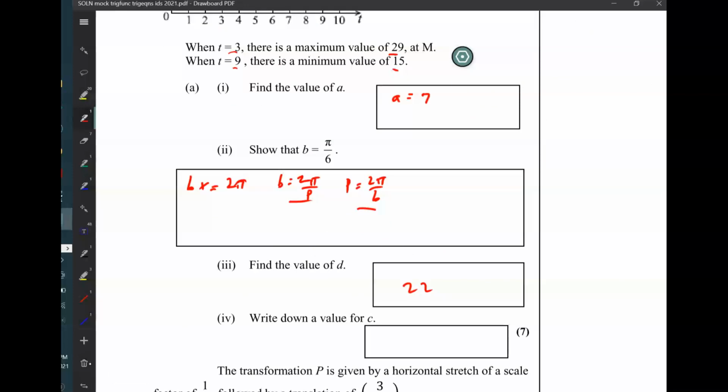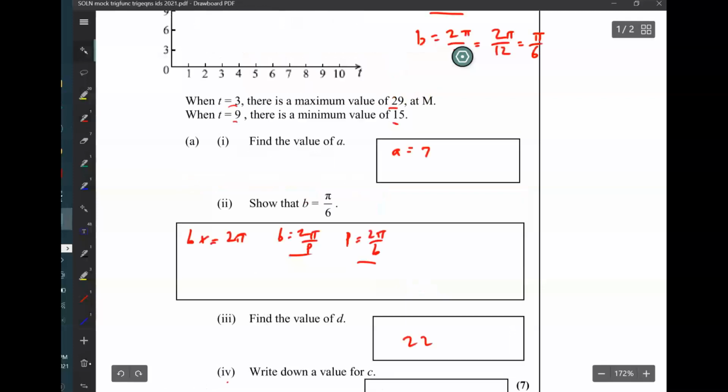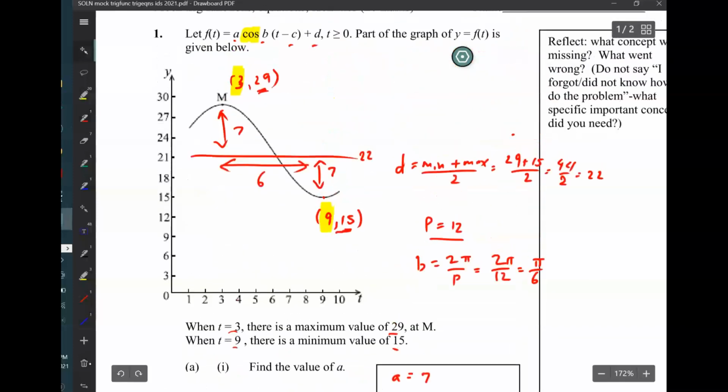And part 4, write down a value for C. So C is always at the end. And basically what C is the horizontal translation of the parent function to the current function. And the parent function in this case would be cosine, because they want us to do it in terms of cosine. So what does that look like?